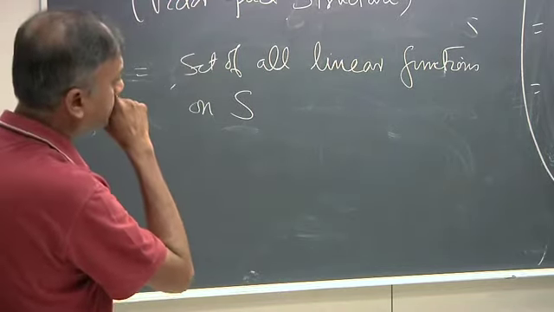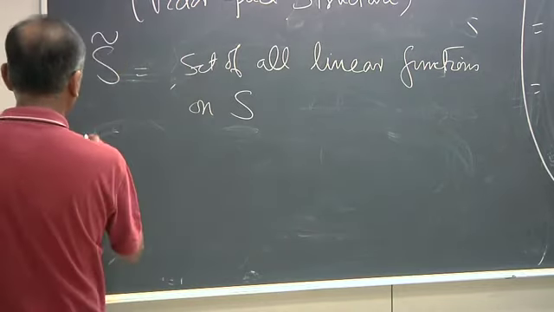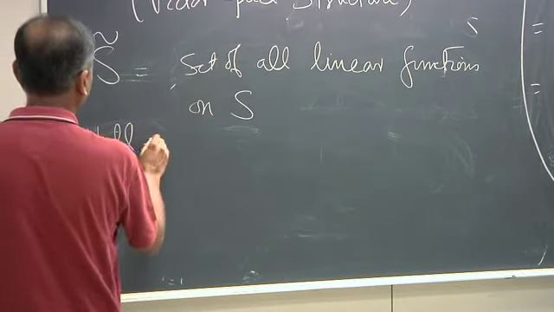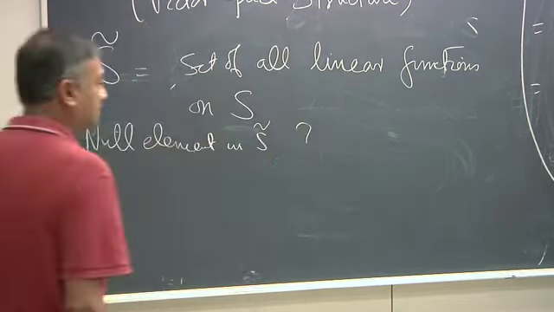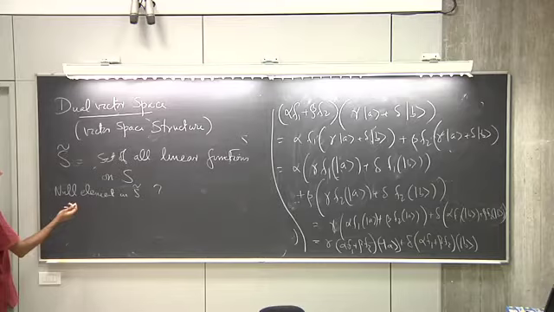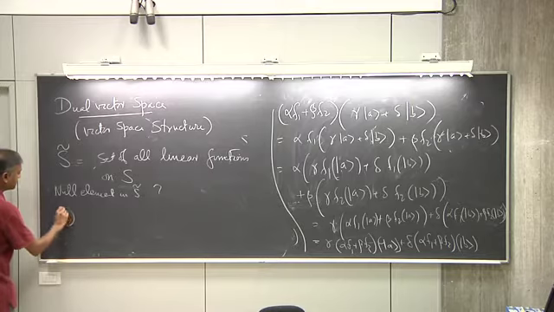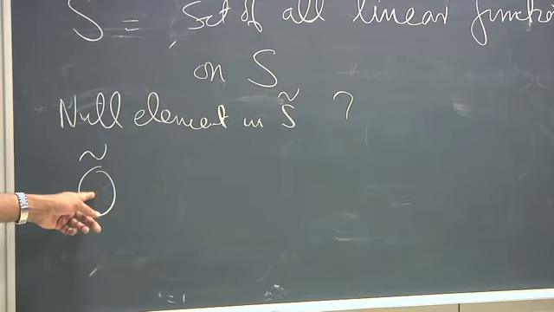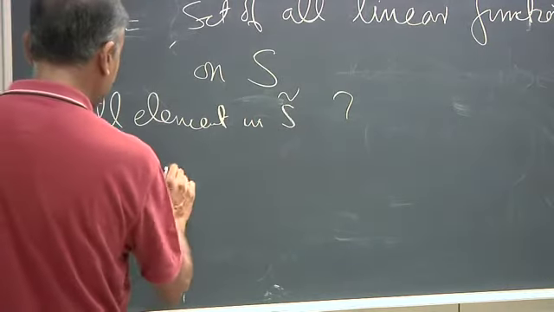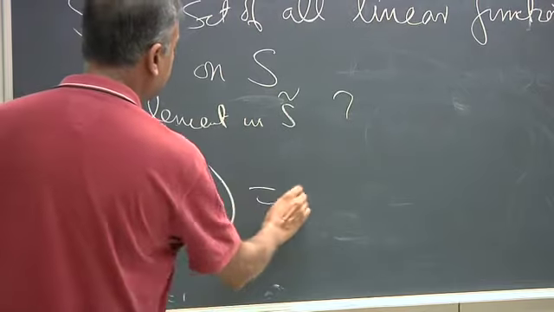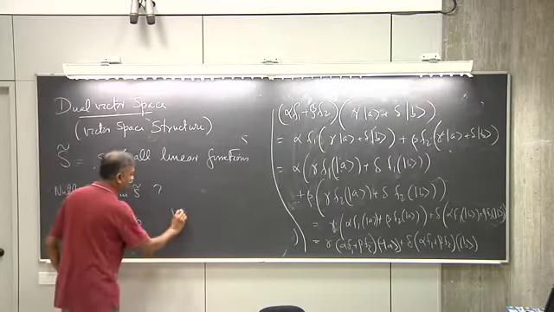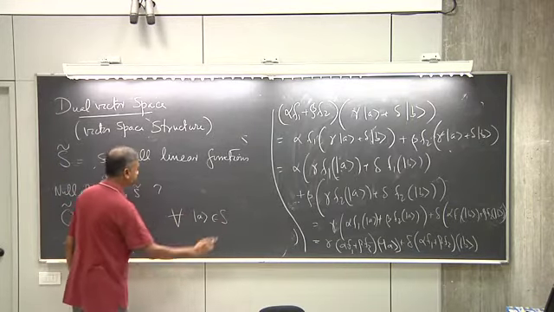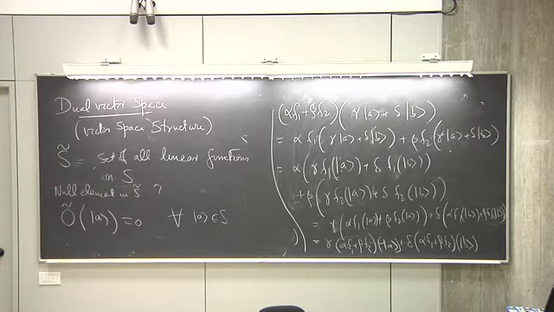Okay, so now I need to define what is the null element in S tilde. So this is the question, what is it? Well, let's call it 0 tilde or some symbol. This is just to indicate that this is a zero function. By definition, acting on any vector A it is simply 0, for all A belonging to S. So this is the null element of S tilde.